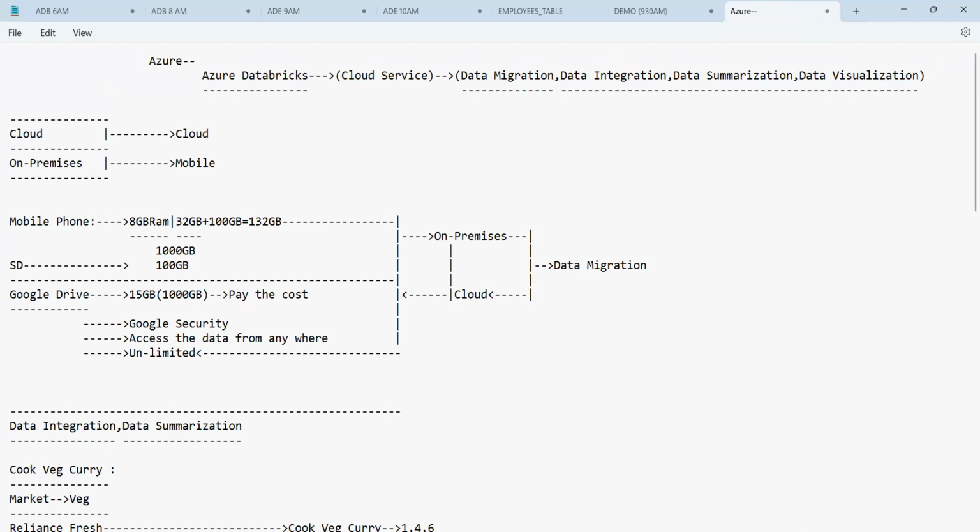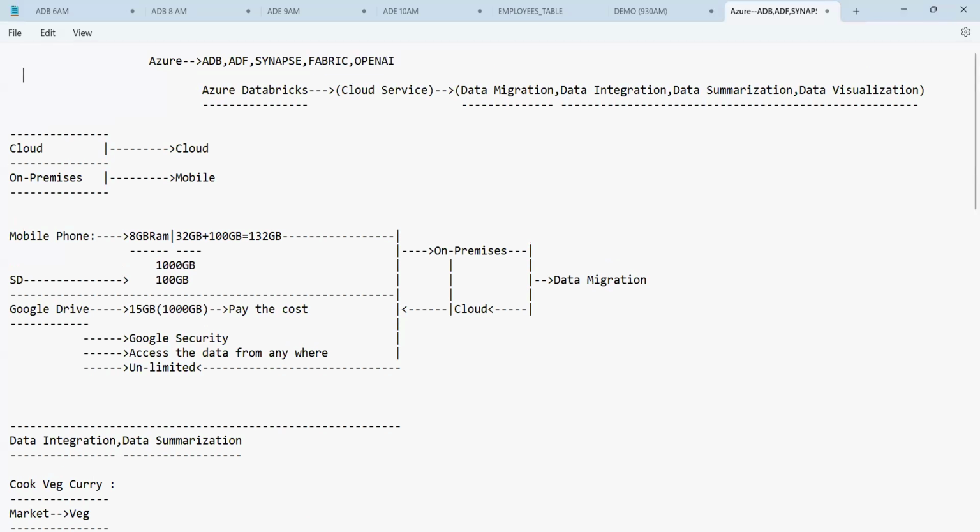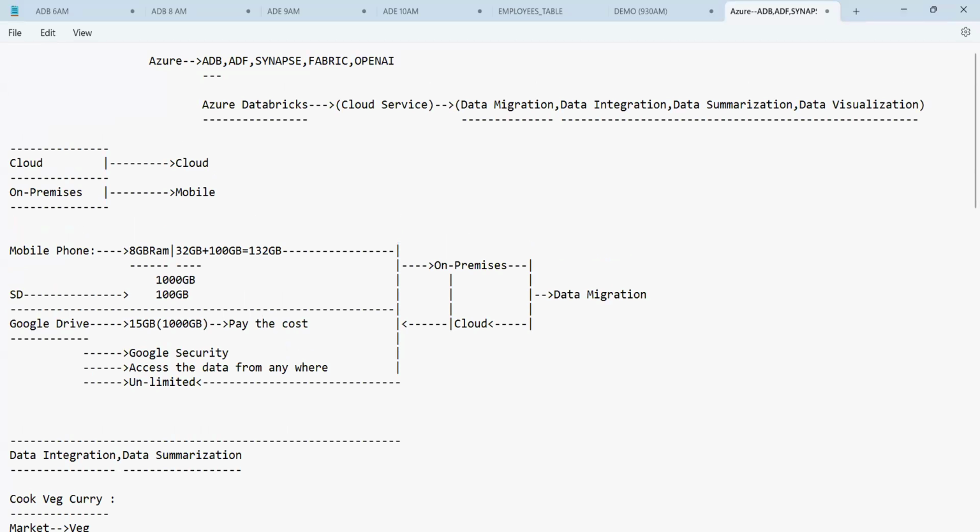Apart from ADB, as we call it, we have the service called ADF. Then we have Synapse. The latest introduced one is called Fabric. And then right now you have OpenAI. All these are the various services we have, guys. Whereas ADB is considered the strongest part of the whole.